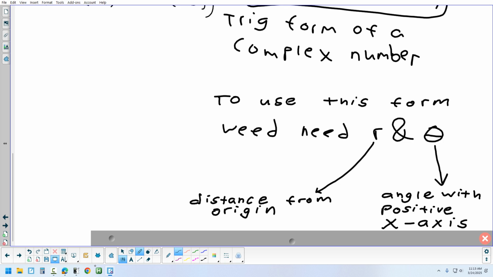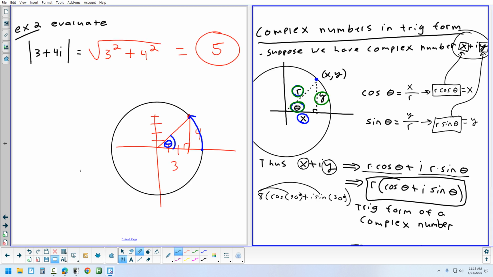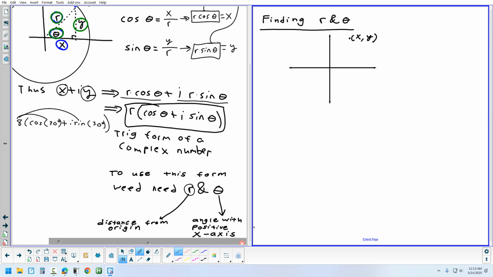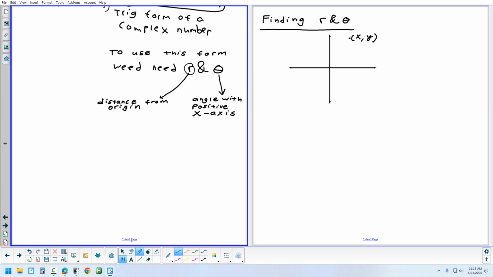Well, r is what I just showed you how to do in the first couple problems. That's the absolute value of your complex number. It's the hypotenuse of a triangle. So that's how you get the distance from the origin. And now we just need to talk about how we get theta. Let's think about how we would get theta.